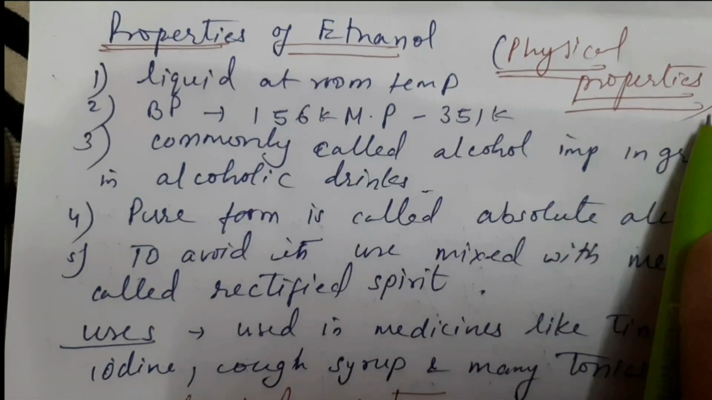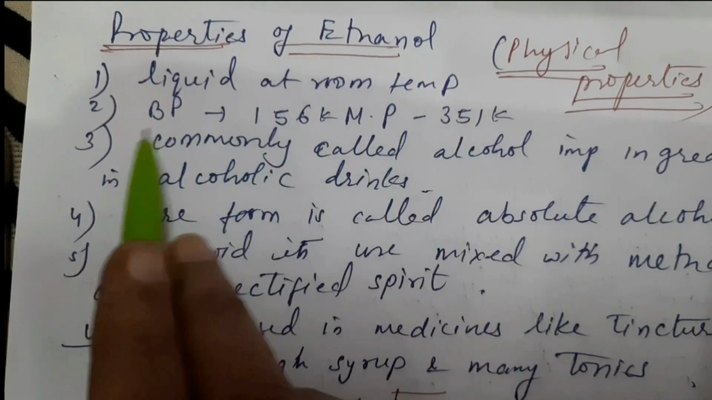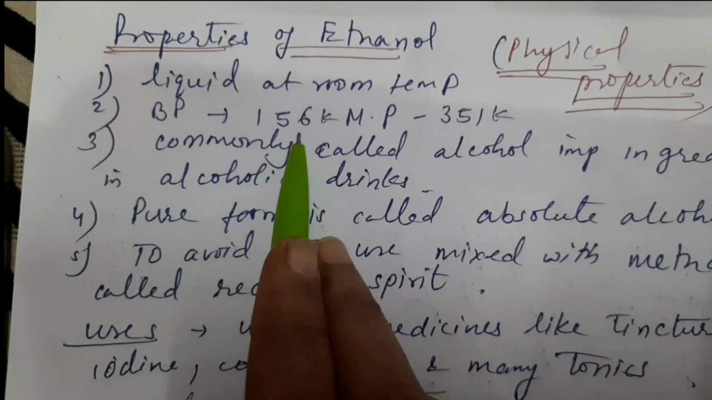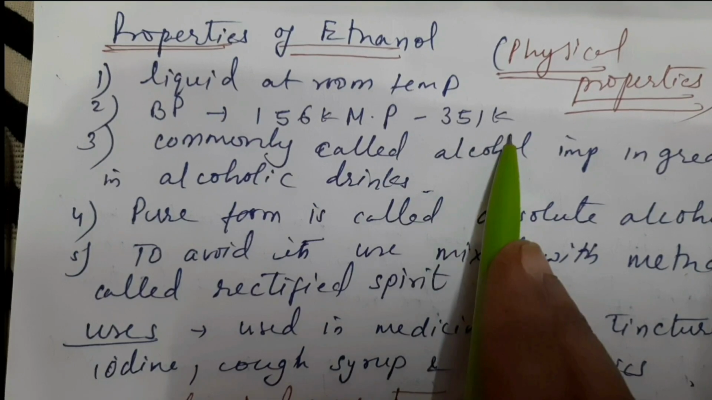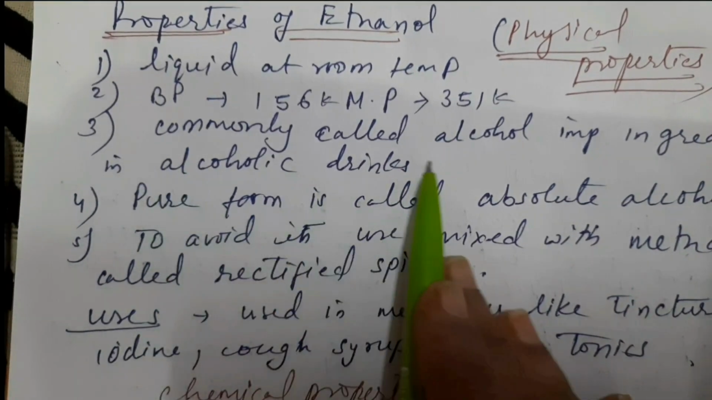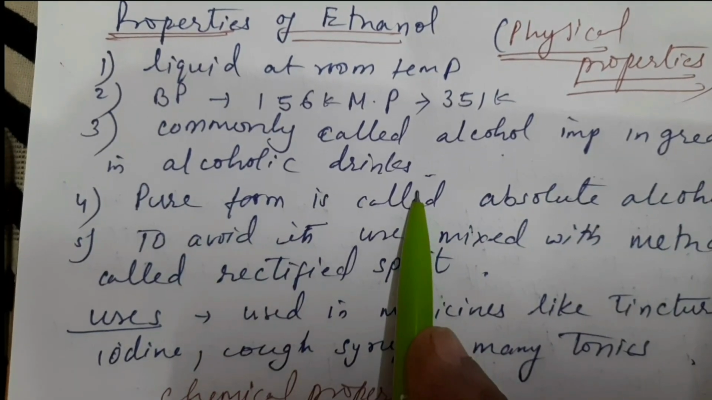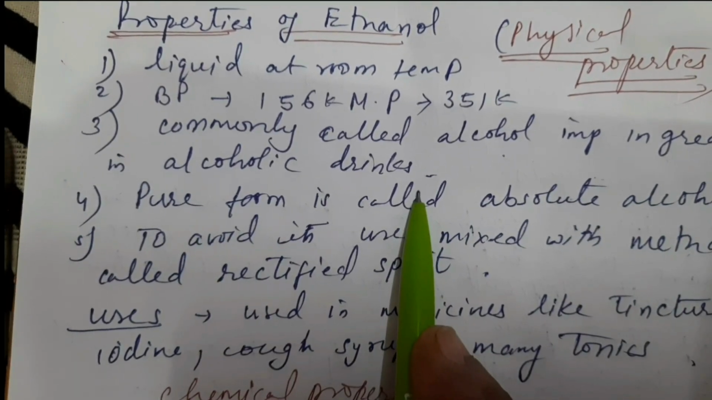Now we are learning about the physical properties. The first one, ethanol is liquid at room temperature. Its boiling point is 156 Kelvin and its melting point is 351 Kelvin. So here boiling and melting point is given. Then commonly it is called alcohol, an important ingredient in alcoholic drinks.